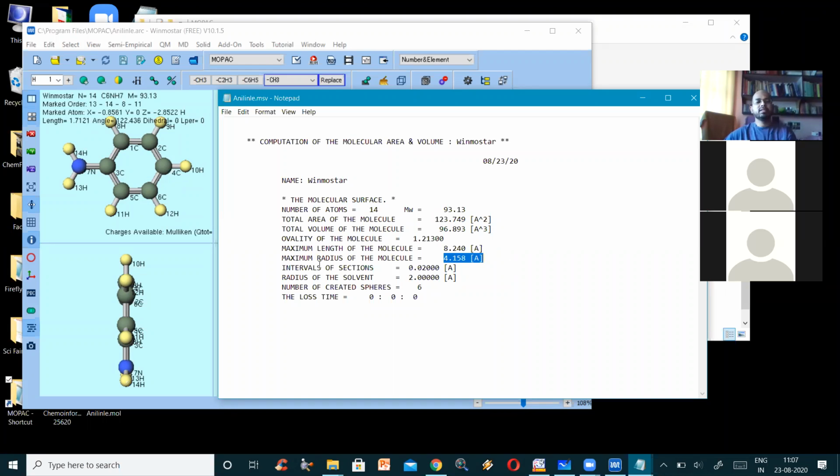It tells about the iterations that it is doing during the calculations. Now, the most important part is that the radius of the solvent is given. Radius means it will have its influence up to 2 angstroms. Beyond 2 angstroms, it will not have its influence. So this is about molecular area and volume.